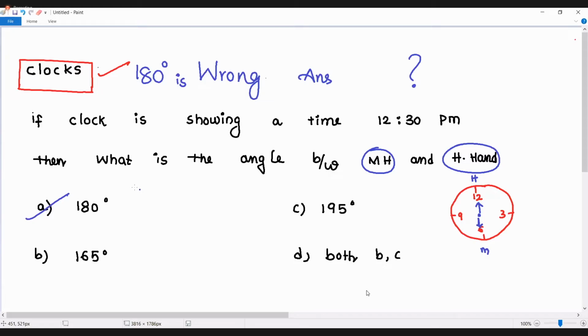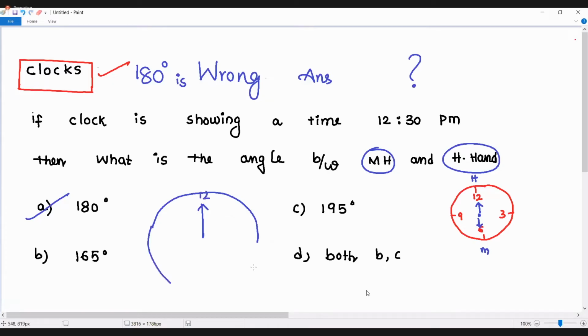It is 12 o'clock 30 minutes. At 12 o'clock, both the minutes and hours hands will be pointing at the same location. But when it is 1 o'clock, the minutes hand will make one complete circle and come back to 12, and at 1 o'clock the hours hand will be pointing towards 1. At 2 o'clock, the hours hand will be pointing towards 2. So the hours hand will not stick at 12 all the time. The hours hand also will make a movement.